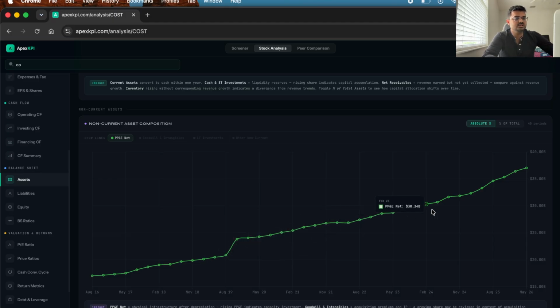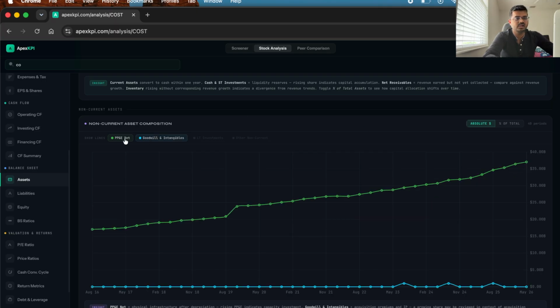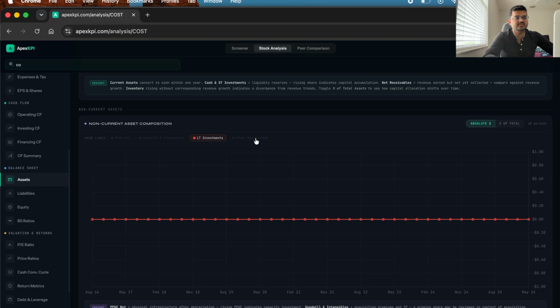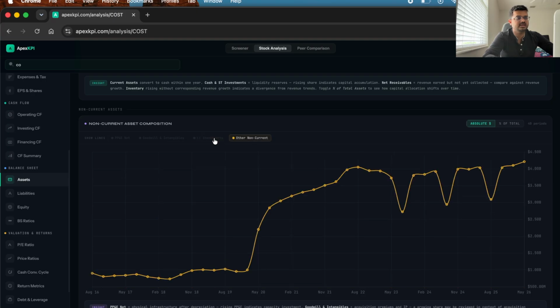That is why you could see consistently the PPE is growing. As of the most recent reporting period, they have $37 billion in property, plant, and equipment. Next one is goodwill. They have reported goodwill for some period, but they don't have any goodwill in the most recent reporting period, so it's very negligible. Similarly, they don't have anything as long-term investment. And finally, other non-current asset, they have a certain value.